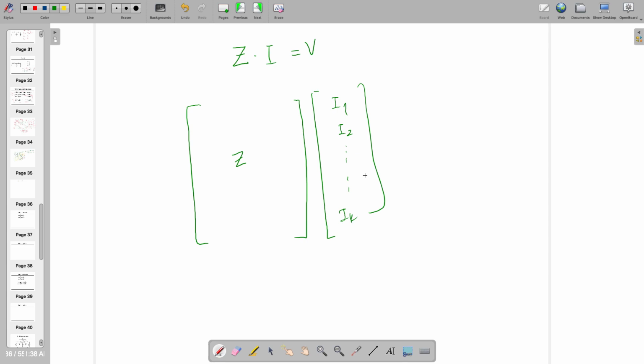Okay. Battery died out. Sorry. Okay. So this is equal to V1, V2 and some more nodes. Might be 0, might be some VK, VN, anything.